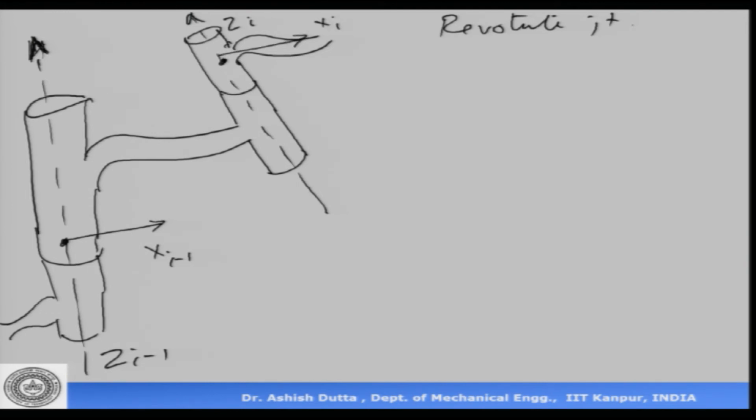Now the question is, I want to find the relation between the frame i to the frame i minus 1. That means what is the relation of a point expressed in frame i to the frame i minus 1. Okay, how do I find that? We have assigned our frames as per DH parameters. Now we need to see, if I want to take this frame from here to there, from this point to this point, then how many transformations are required.